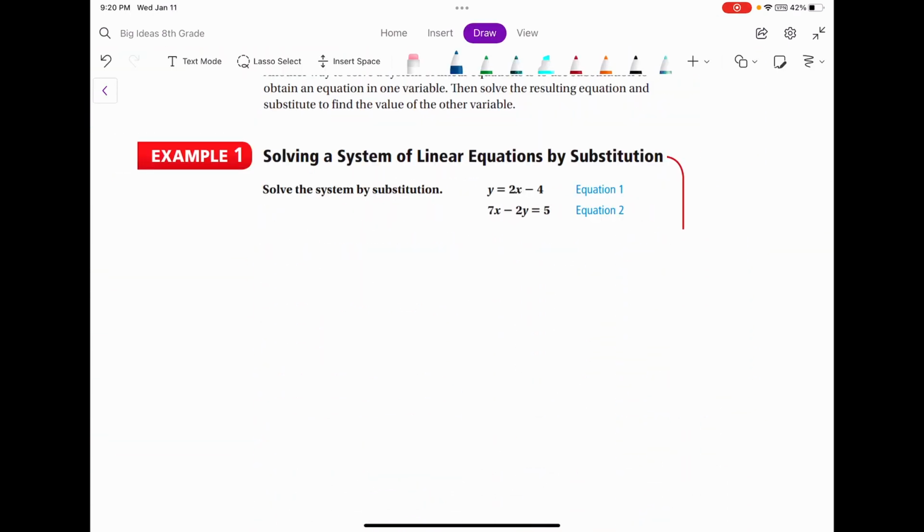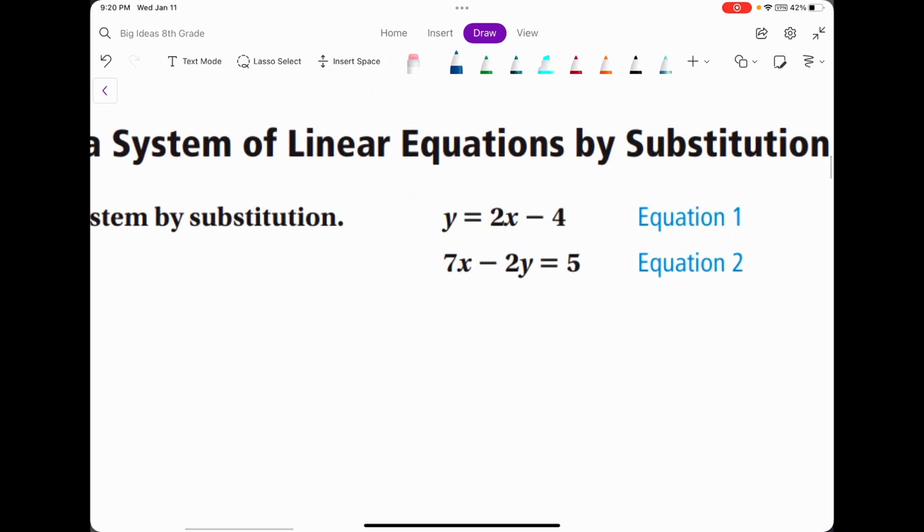All right, so let's start with example 1. We're going to solve the system by substitution. First thing I look at, I have a y equals this entire thing here. So what that tells me, and this is already done for me, which is nice, is this can be substituted straight in for y in that bottom equation. So I'm going to have 7x minus 2 times, in parentheses, 2x minus 4 equals 5.